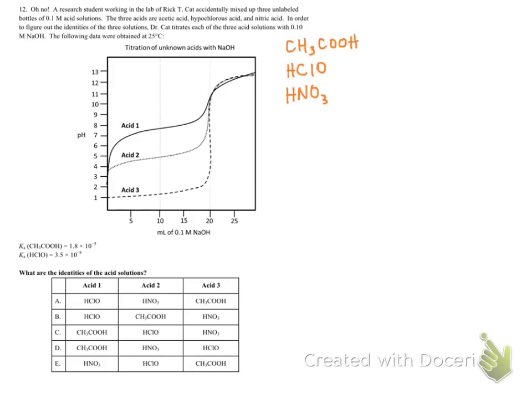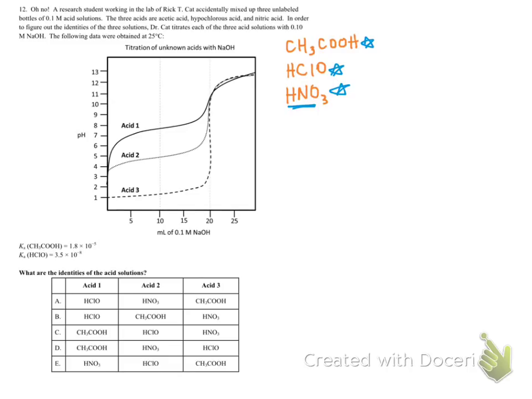Oh no! There's been a catastrophe in the lab of Rick T. Cat. 3 acids were mixed up, and we need to figure out which acid is which. Well, let's look at what acids we have. We have acetic acid, we have hypochlorous acid, and we have nitric acid. So first things first, nitric acid. What do we know about that? It is a strong acid.